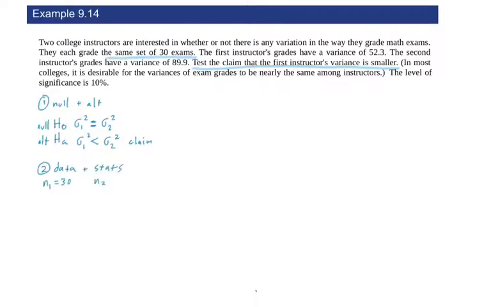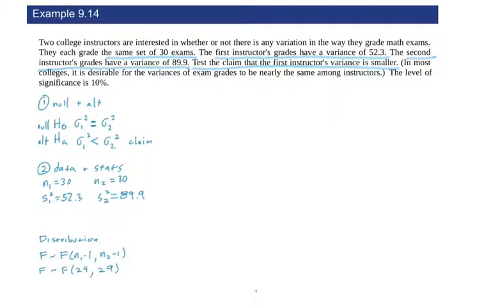Okay. So let's go to our next step here. Data and stats. And so we see that the sample sizes were the same, so 30 for each. And then here we see the variances for each of the groups. So it tells us the first instructor and the second one here, 52.3 and 89.9 respectively. And the distribution here is an F distribution, and it's going to be dependent on the degrees of freedom. So that means we have 29 and 29 for each of those groups there.